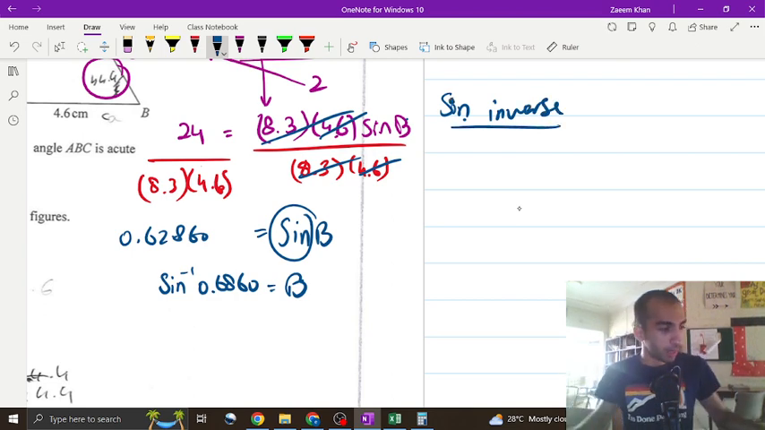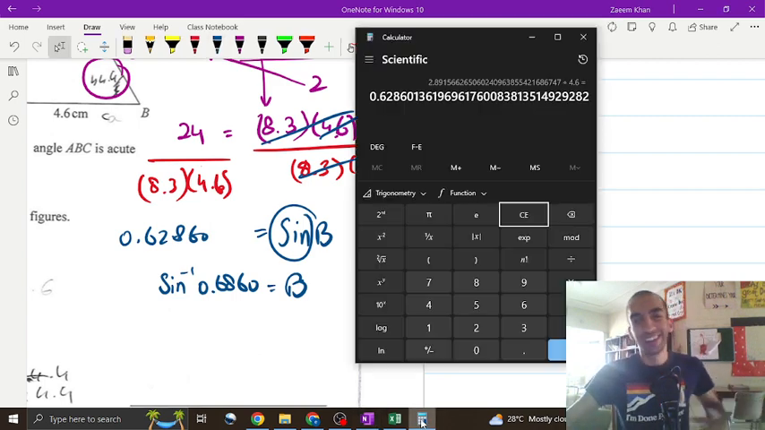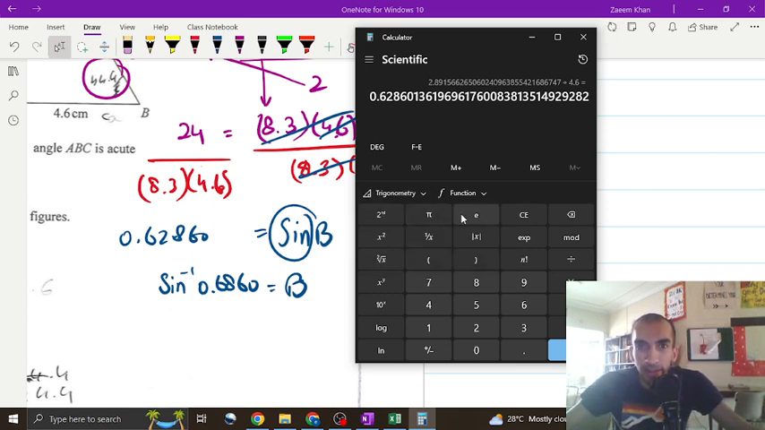Are you familiar with how to plug in sine inverse on your calculator? Do you have a calculator right now? You don't have it, right? Not right now. It's in my room, but my cousin's sleeping in there, so I can't go in. No problem. I figured. Let's see if I can use sine. Oops. How do I plug in sine inverse over here?